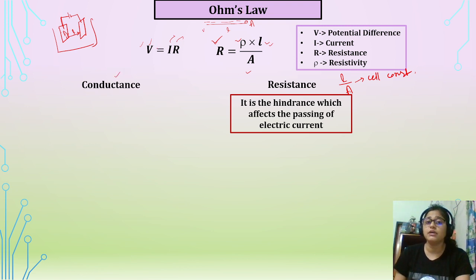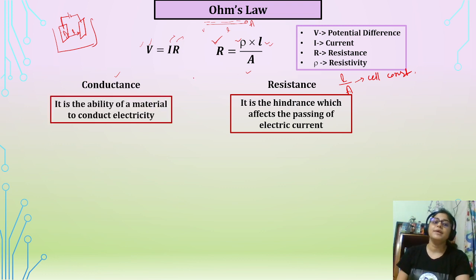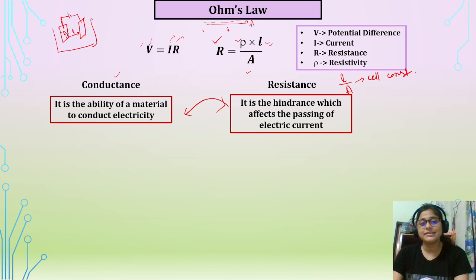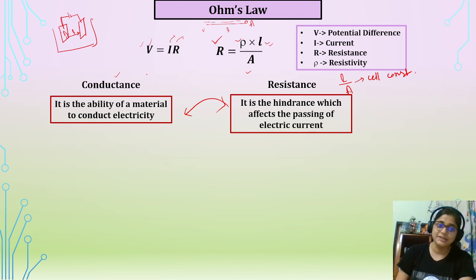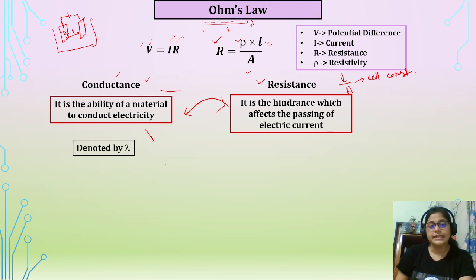So why did we now read Ohm's law and the resistance? Because conductance is the ability of a material to conduct electricity. So how can we relate this? The conductance is actually the opposite of resistance. Resistance means the hindrance which affects the passing of electric current, whereas conductance is the ability of a material to conduct electricity. It helps in the passing of current, while resistance hinders that, right? So conductance is denoted by lambda. It is actually not proportional, it is equal to 1 by R.